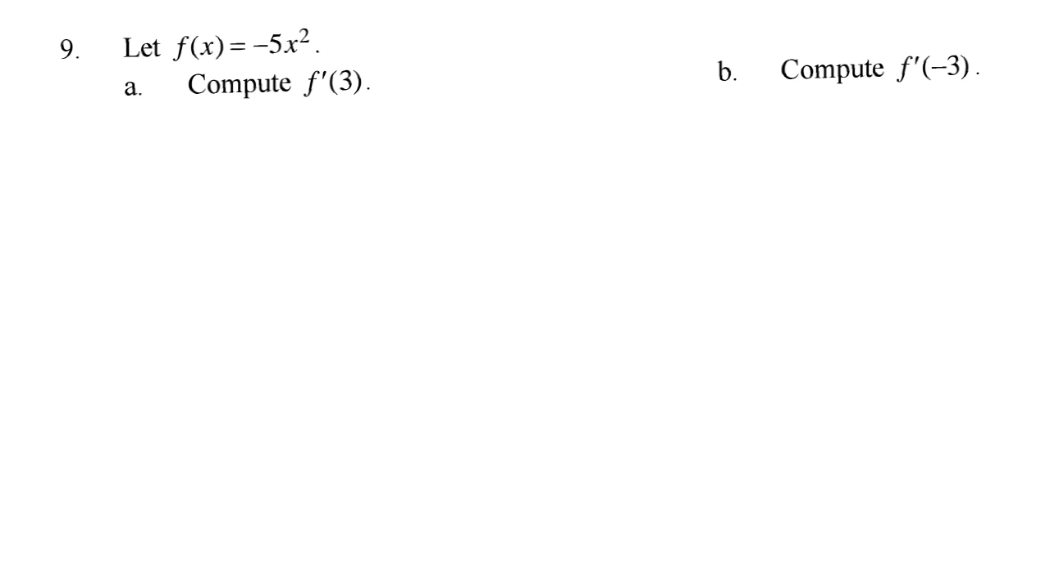Chapter 9, review for the test. Number 9, we're given a function f of x equals negative 5x squared, and we want to find f prime of 3. So let's recall what f prime of 3 really means.